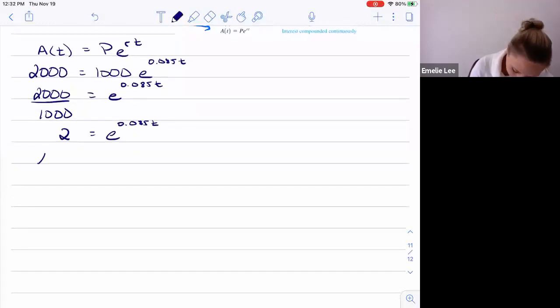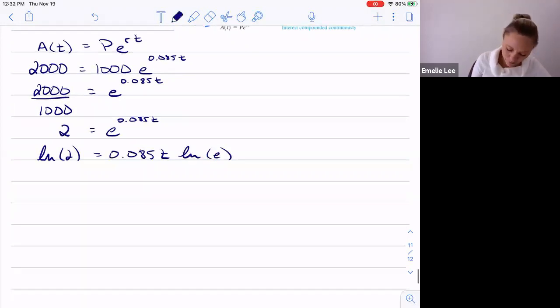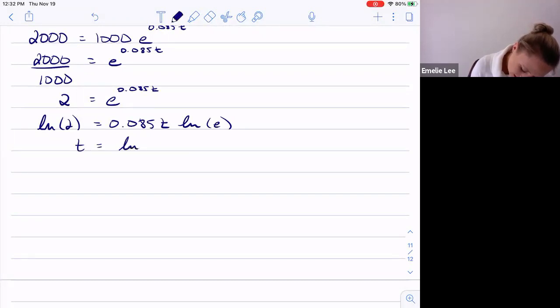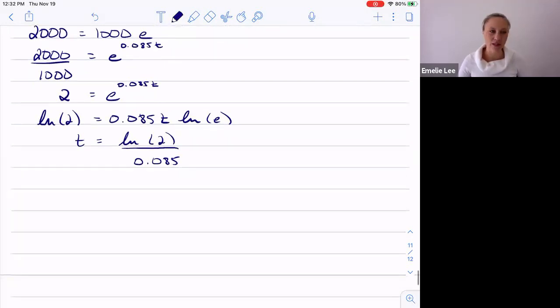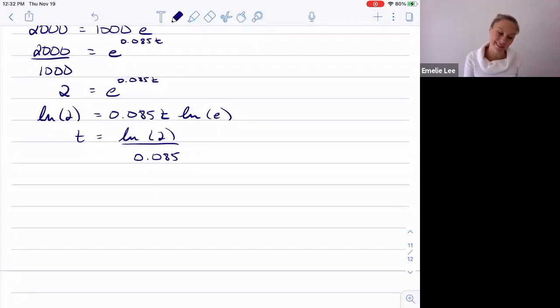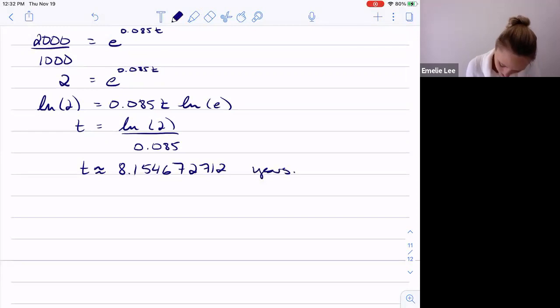Now to bring this down from the exponent, I have to take the log, and I'm going to use the natural log because I have a base e. ln of 2 is 0.085t times the ln of e, which you don't even have to write because it's 1. So t must be ln of 2 divided by 0.085. That's hard to communicate, especially if you're trying to tell someone how long it's going to take. Oh, it's the natural log of 2 over 0.085. Probably not going to work out. ln of 2 divided by 0.085, so t is roughly 8.1546727712 years, or 8.15 years if you want.